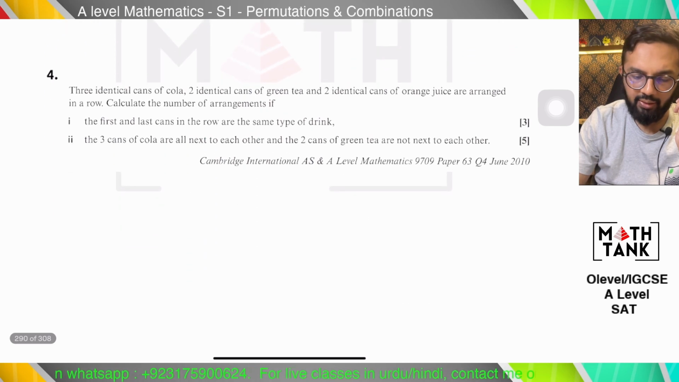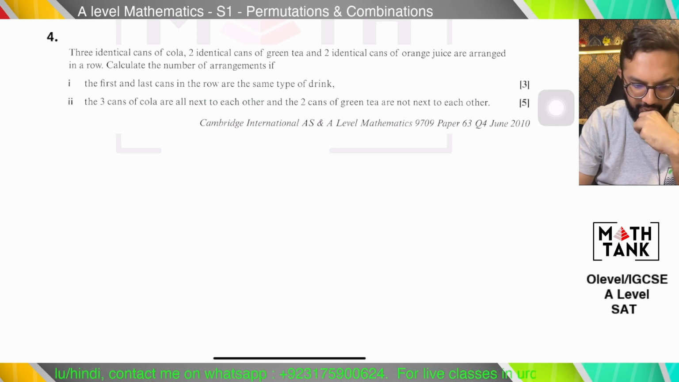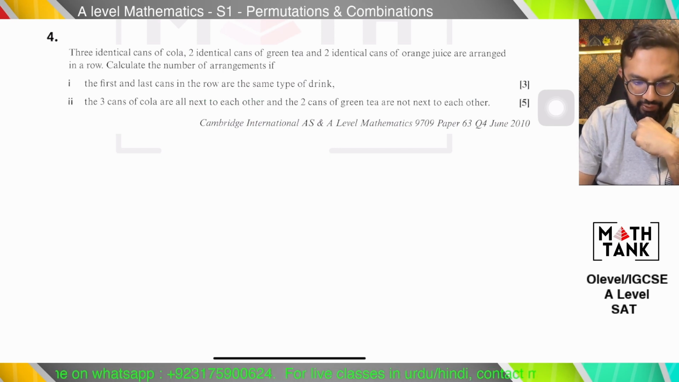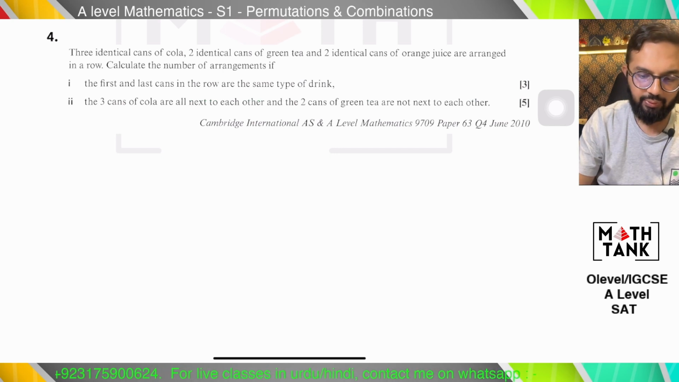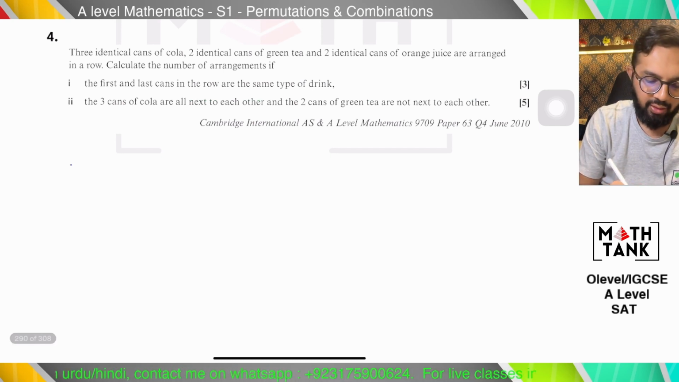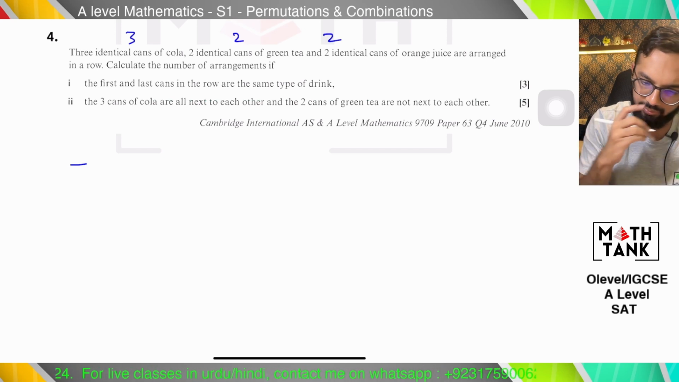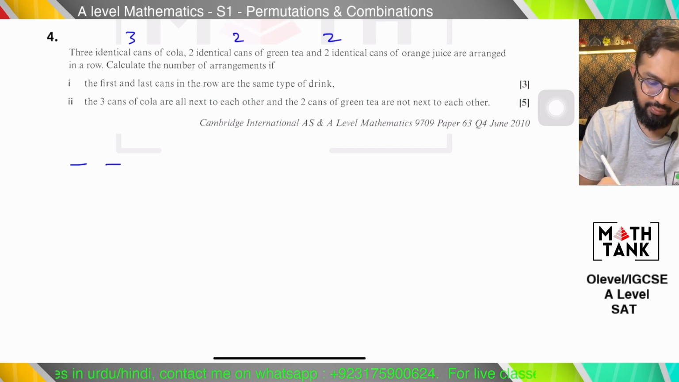Okay, let's look at the next question. It says three identical cans of cola, two identical cans of green tea, and two identical cans of orange juice are arranged in a row. Calculate the number of arrangements if the first and last cans in the row are of the same type of drink. Okay, so 3, 2, and 2. It's a row of 7.